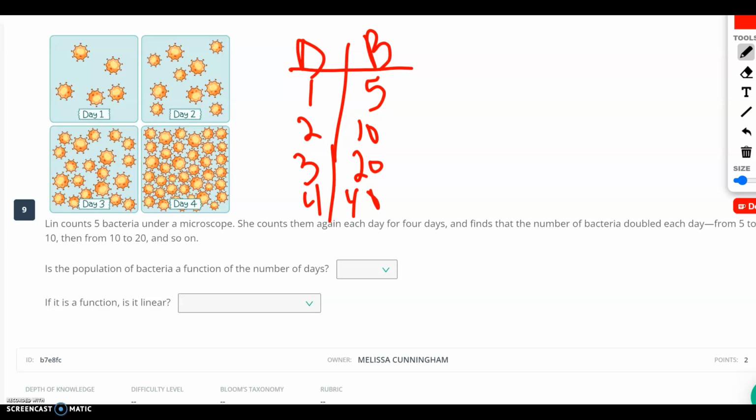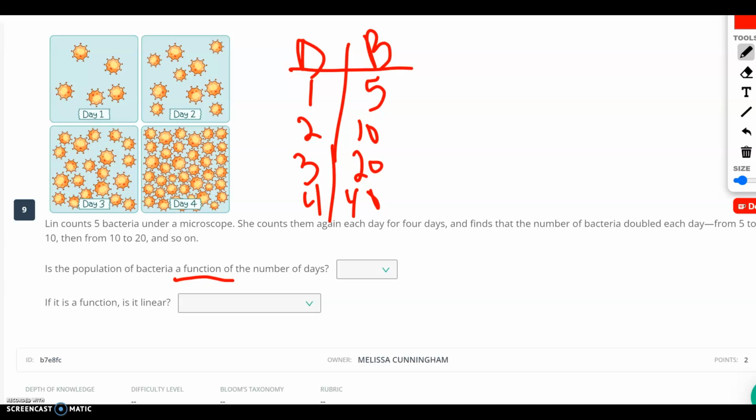First thing we want to know, is the population a function of the number of days? Is it a function? Yes. If you look here, every input has one and only one output. So yes, that is a function. But then it wants to know, is it linear?